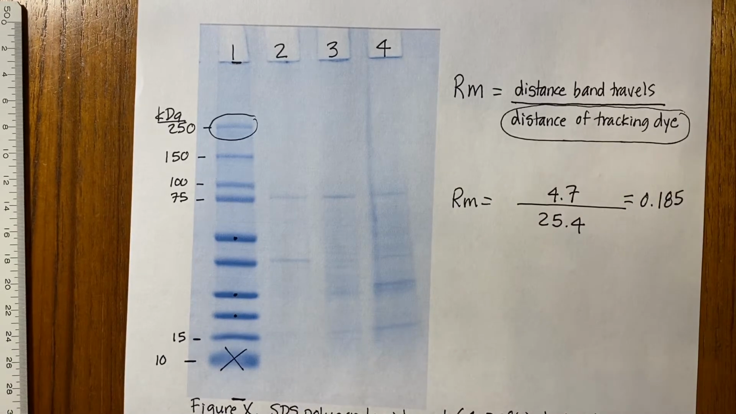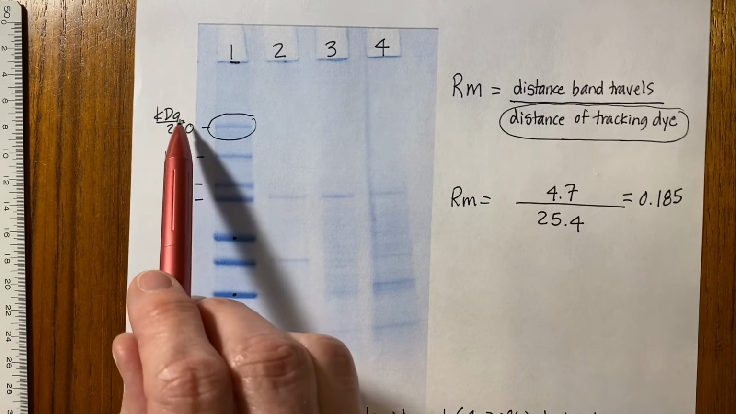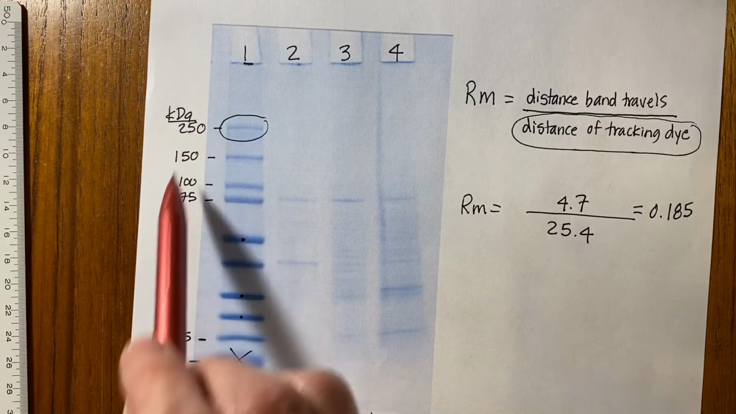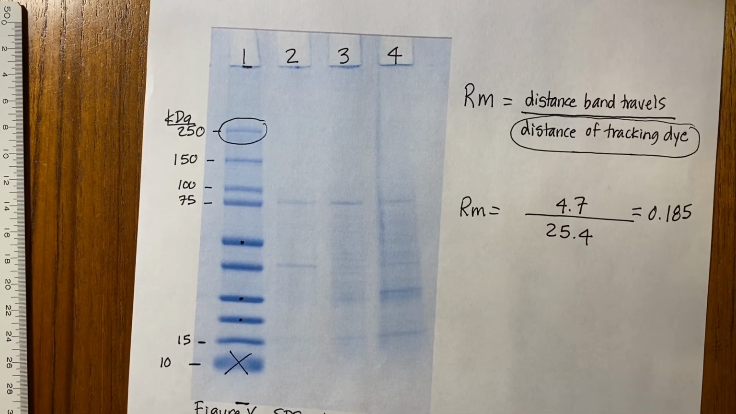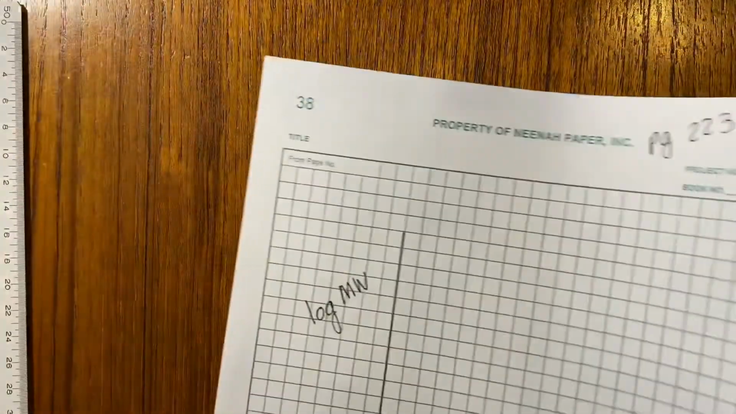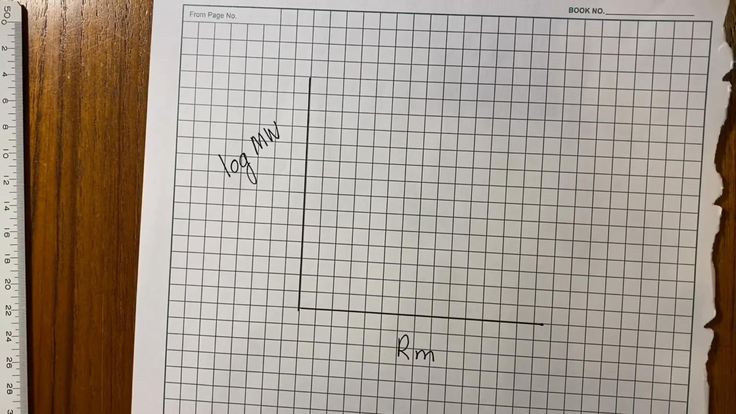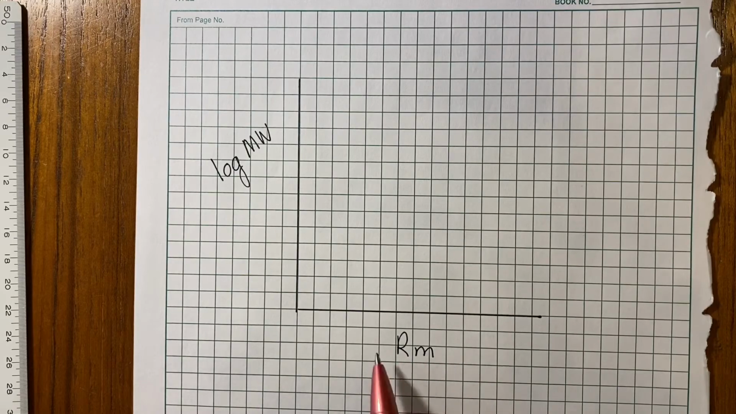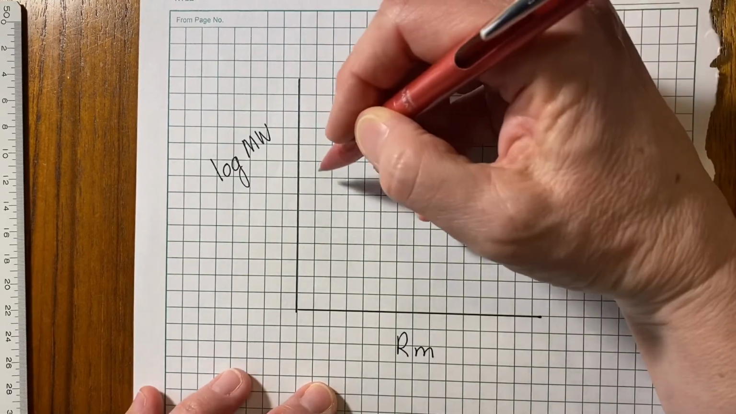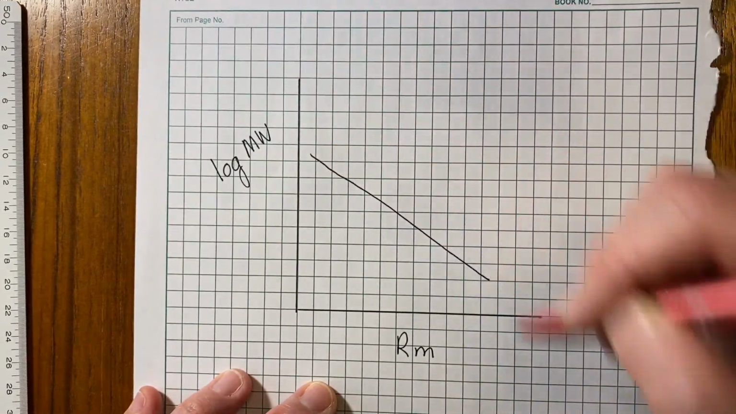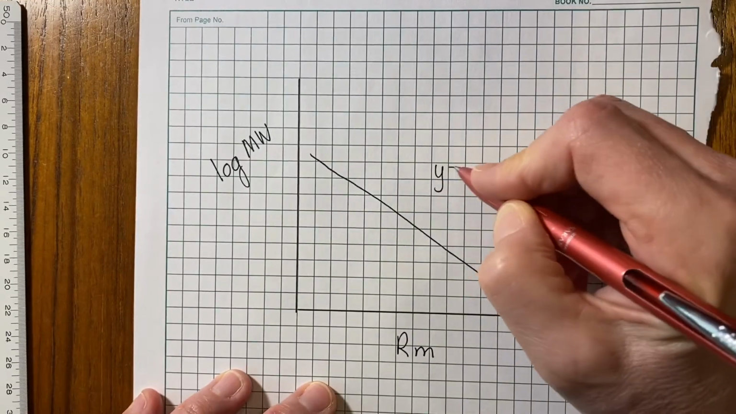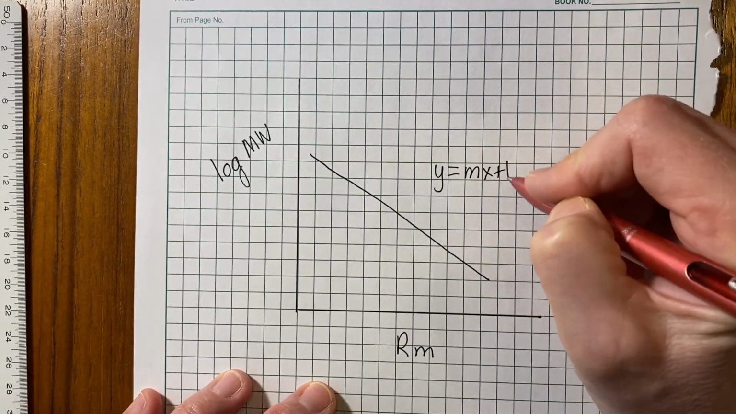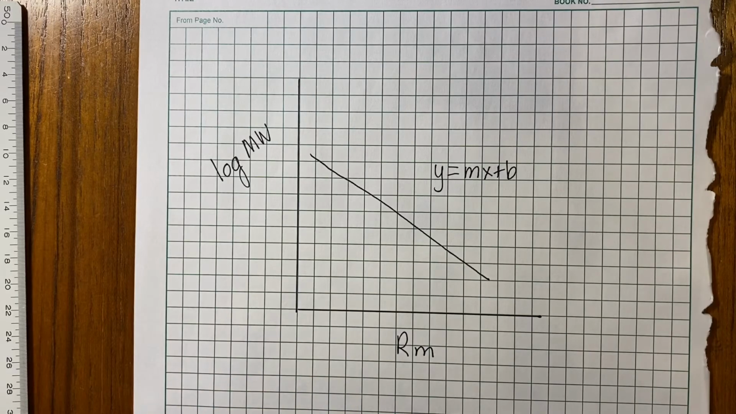So do those, calculate all those RMs, and then you'll plot the weights versus the RM on a plot like this. So you'll have log of molecular weight on the y-axis and RM on the x. And if you do it correctly, you'll get a negative slope. It's going to be like that. Then you can get your linear trend line for your standard curve.